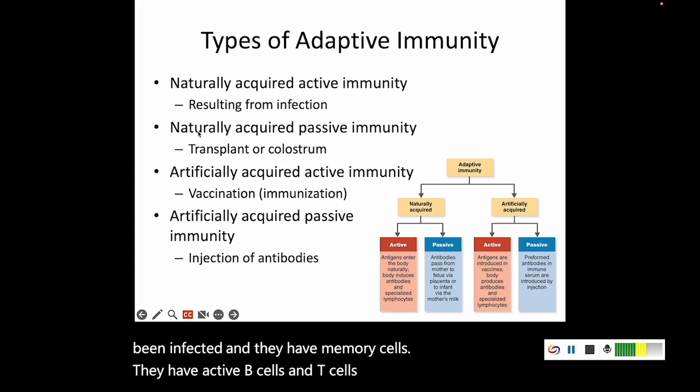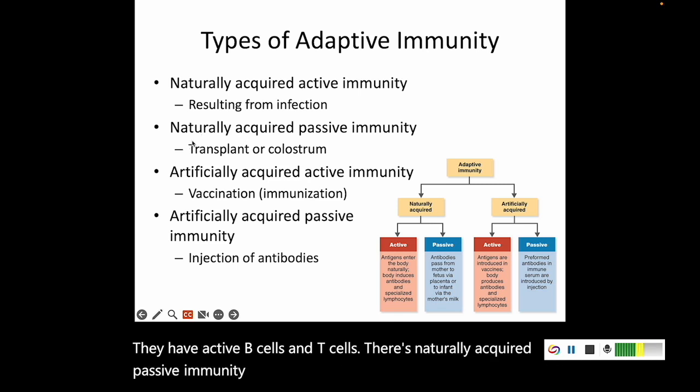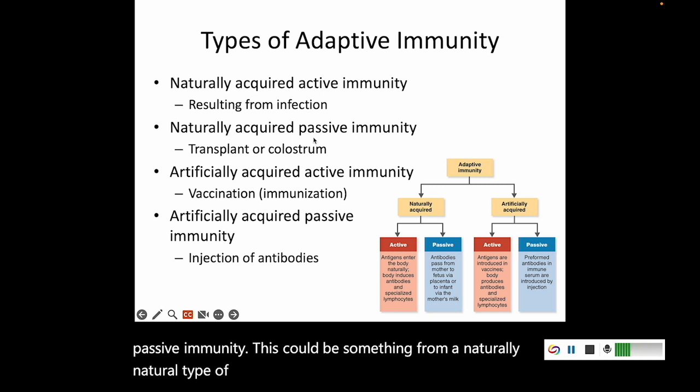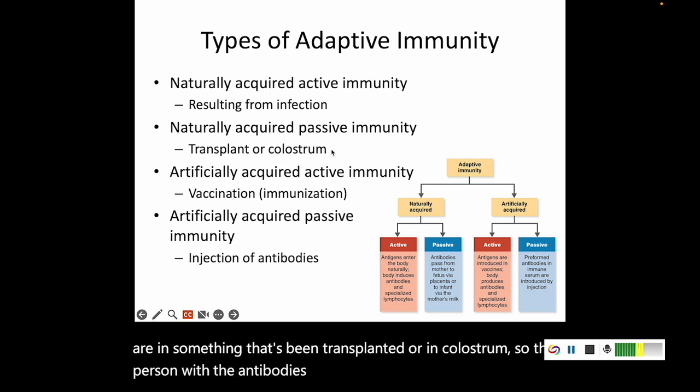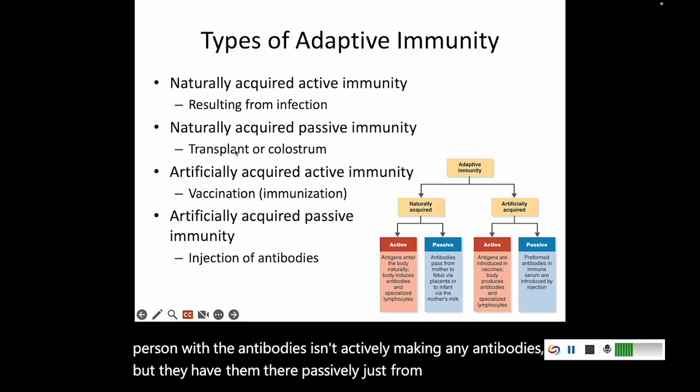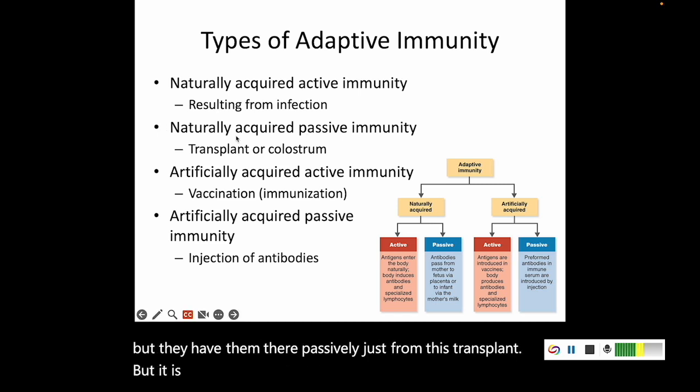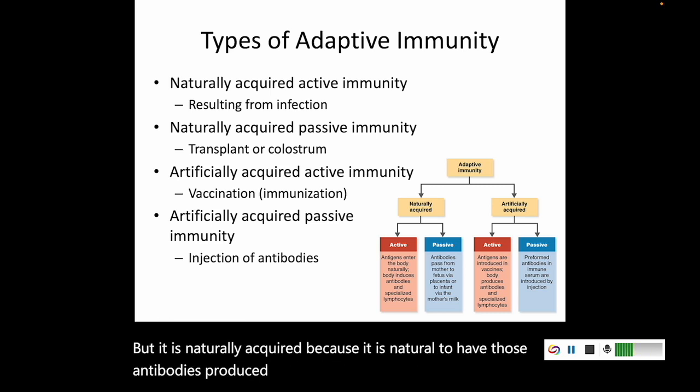There's naturally acquired passive immunity. This could be something from a natural type of exposure, but it's passive because the antibodies are in something that's been transplanted or in colostrum. So the person with the antibodies isn't actively making any antibodies, but they have them there passively just from this transplant. But it is naturally acquired because it is natural to have those antibodies produced in response to the infection.